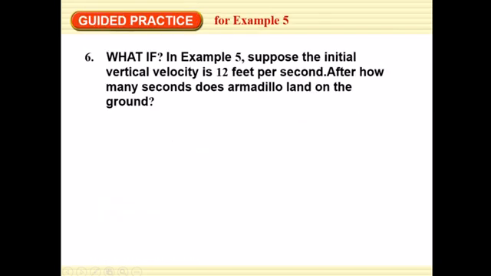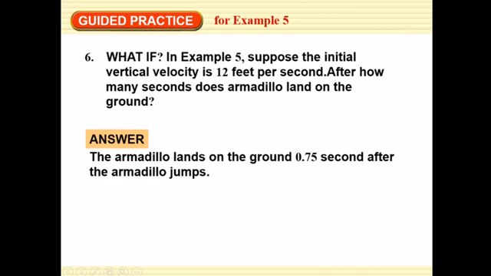So why don't you try guided practice number 6. In example 5, suppose the initial vertical velocity was 12 feet per second instead. After how many seconds would the armadillo land? So pause and see if you get the same answer. Alright, so the armadillo should land on the ground after 3/4 of a second after the armadillo jumps. So it makes sense that instead of it being 14 feet, if it was 12 feet, so it was a lower height that the armadillo is jumping, that it would return a little bit quicker than that 0.8, just about.